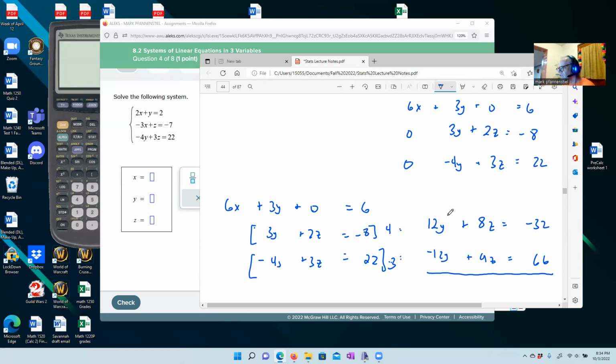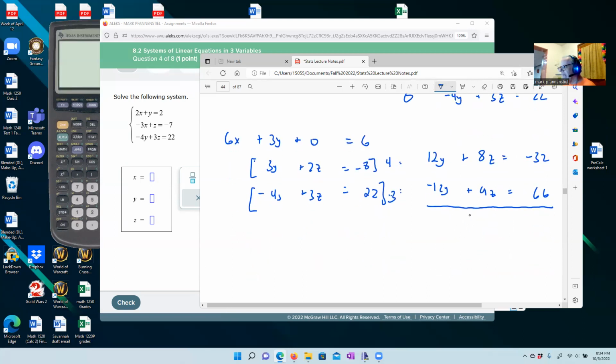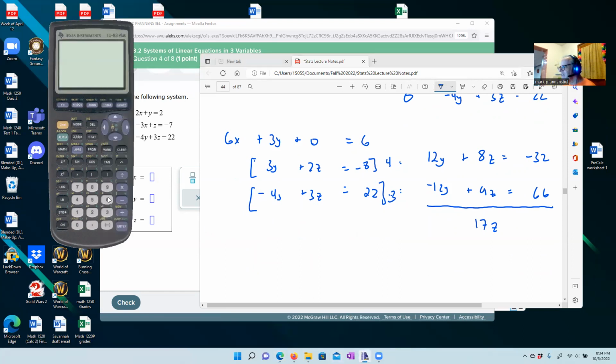Okay, so the 12y and the negative 12y cancel. We have 8 and 9, that sounds like it's going to be 17z to me. And then we have 66 minus 32. I'm not going to take any chances here. It looks like 24 to me, but I'm going to double check it. So 66 minus 32. Okay, 34. See, I'm glad I checked because otherwise I would have gotten that wrong.